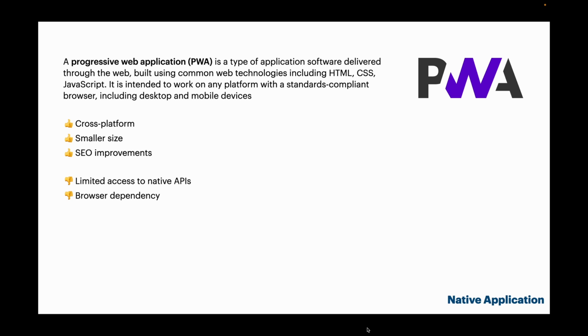It has smaller size. PWAs are generally smaller in size compared to Electron apps since they do not require a bundled runtime like Chromium. It has better search engine optimization. PWAs can be indexed by search engines and discovered like regular websites, potentially increasing your app's visibility. However, it has limited access to native APIs. PWAs are still limited in terms of accessing certain native APIs and system features compared to Electron apps.